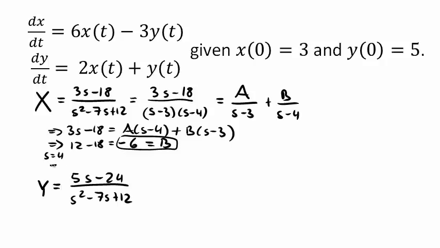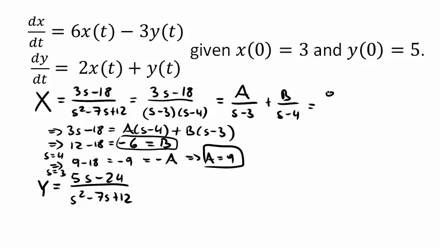I'll do the same thing with s equal to 3. And we'll get 9 minus 18, so of course that's negative 9, is equal to a times negative 1, so that's negative a. And that means that a is equal to 9. I've got the second value here. So that means that I can rewrite this as 9 over s minus 3 minus 6 over s minus 4.